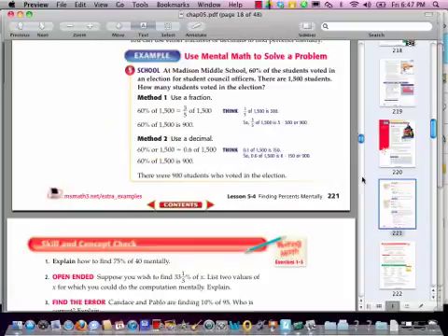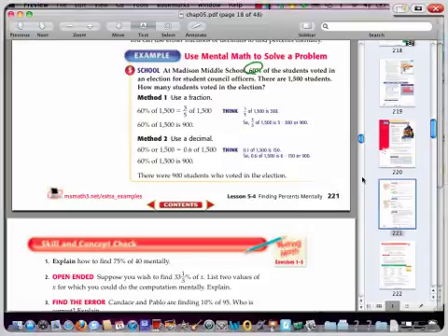All right, so we got another example here. Let's say that we're at Madison Middle School, where 60% of the students voted in an election for student council officers. There are 1,500 students. How many students voted in the election? Now, that's a tougher problem for me to think about.